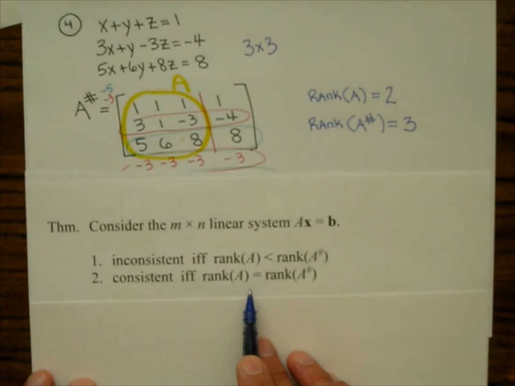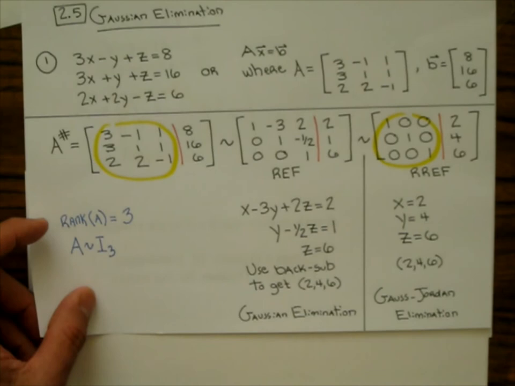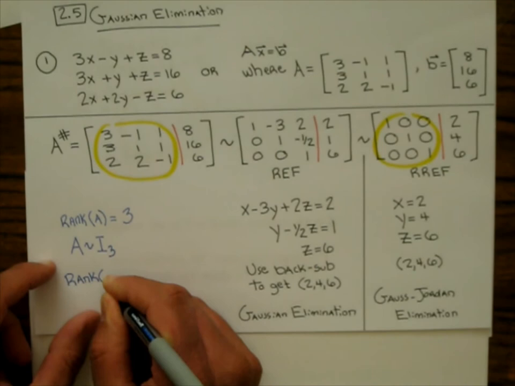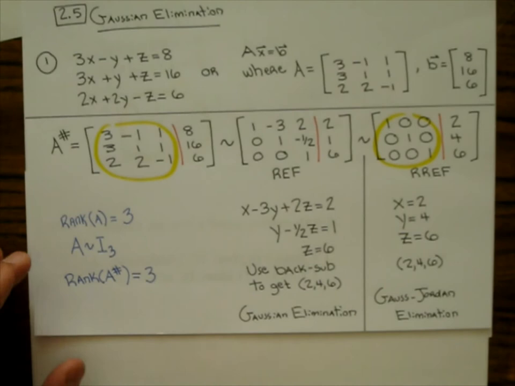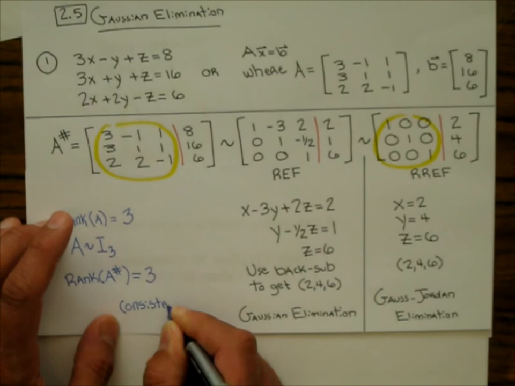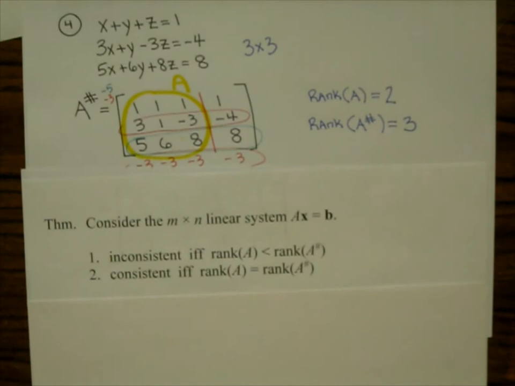And let me go back to this one here. So this guy right here, we never really asked it, but I'm going to write it down now. The rank of A augmented in problem number 1 happens to be 3 as well. So when those are the same, you're going to have a consistent solution. Consistent means at least one solution. And that's what the theorem says. And we've seen that theorem work.